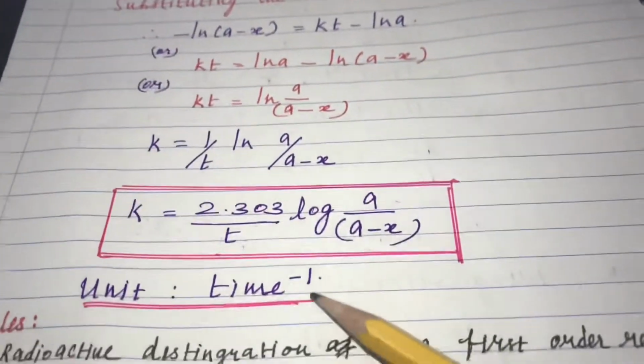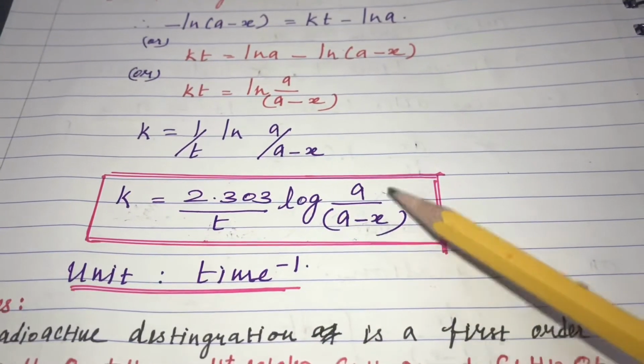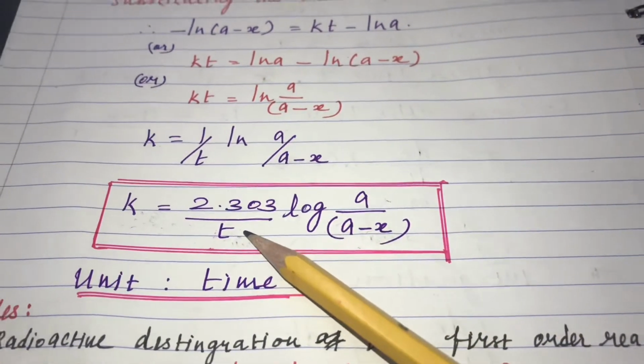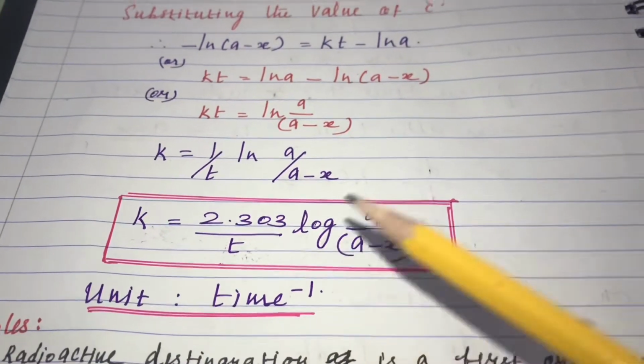The unit of the first order rate constant is time to the power minus 1. Here both the concentration terms cancel, and only the t term is left. So, the unit is time to the power minus 1.